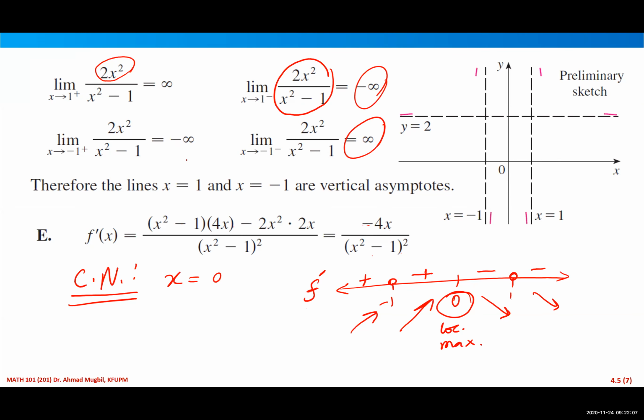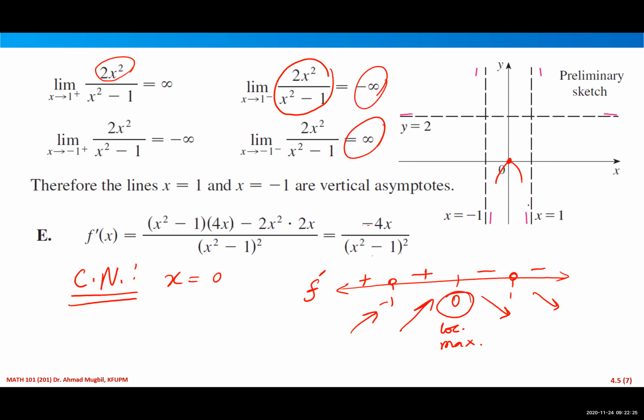And this is just a test for local maximum and minimum. Yes, you are right. So now I know that this point passes through the origin. This will be a local maximum. So it will do something like this. Okay, so I can now have an idea about my graph.